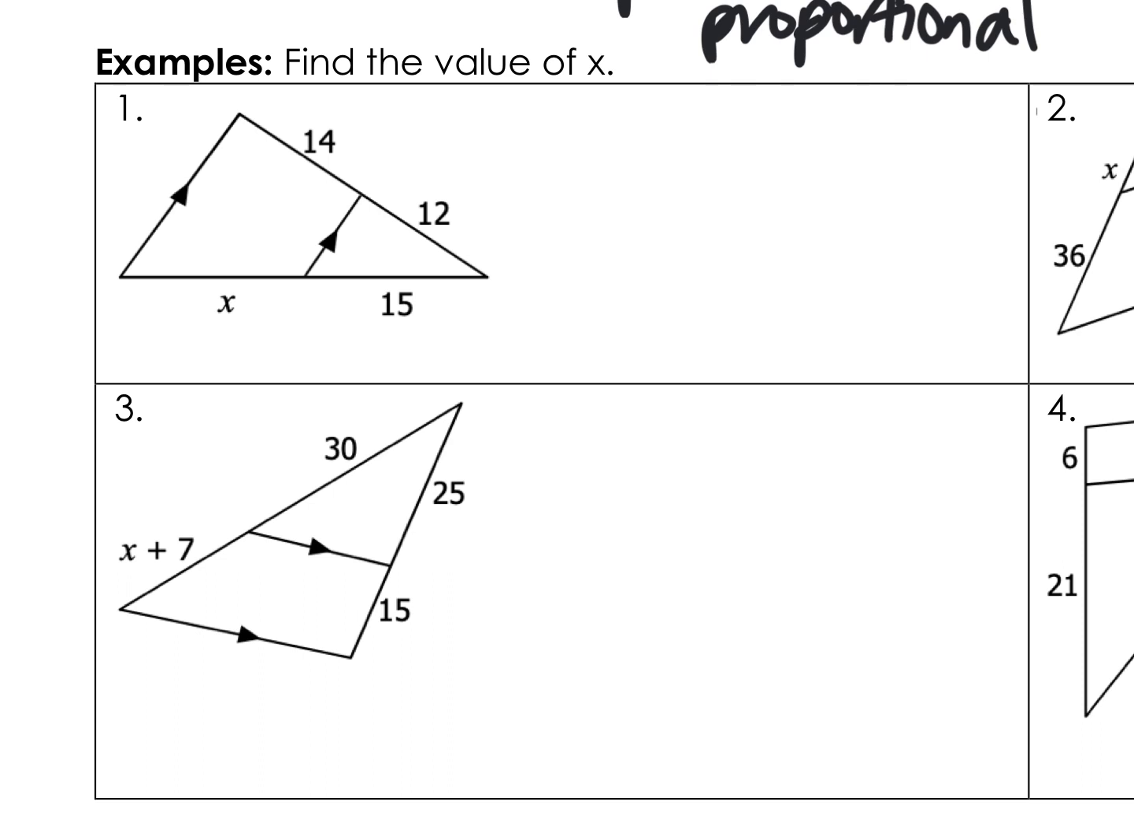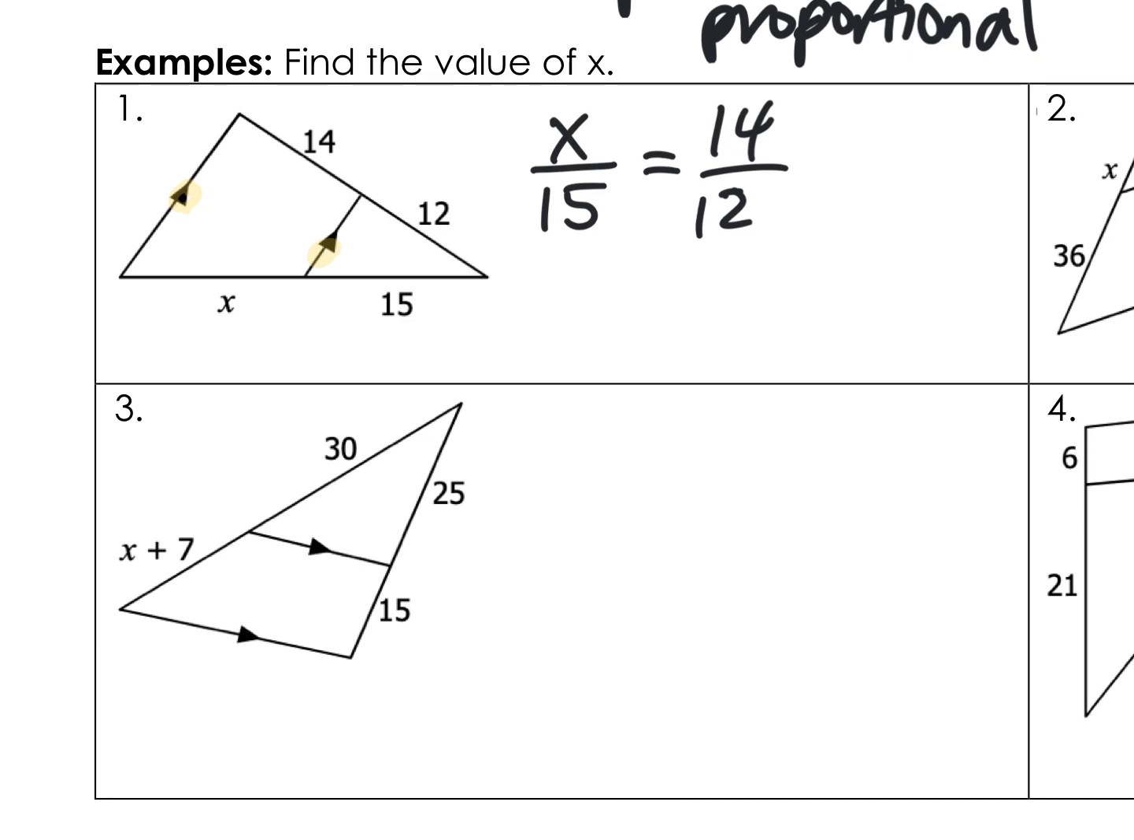Okay, number one. You have parallel lines, so that tells me that you can assume that the pieces on the sides are proportional. So you don't actually have to find the whole sides. You could, but you do not have to anymore because you have parallel lines. So I can do x over 15. If I do x over 15, I have to make sure that the next ratio lines up with that. So the next ratio would have to be 14 over 12 because it has to match up.